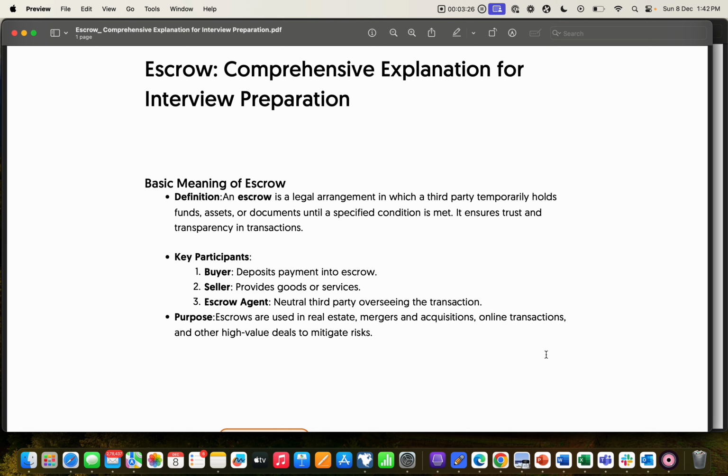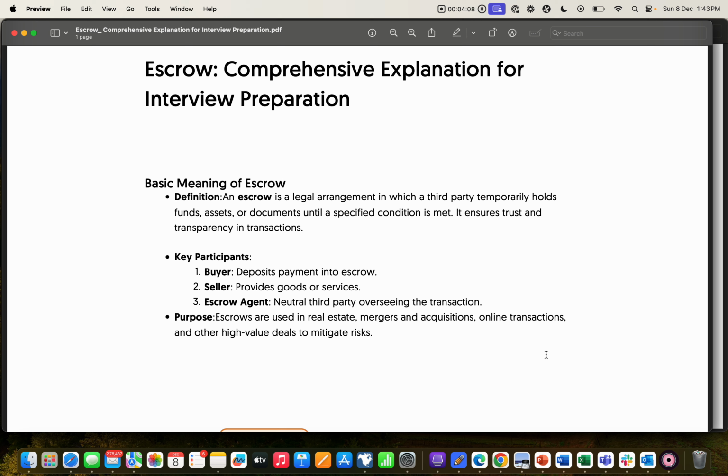So, key participants. The buyer deposits payment into escrow, meaning the one who wants to buy. For example, here the IPO applicant who wants to buy deposits the money. The seller provides goods and services, meaning when the allotment has been done. Allotment will be done on 15 December and listing on 16 December. On allotment day, if he gets an allotment of IPO shares, he will get the stock in his trading account. If not, a refund will be provided to the buyer. The escrow agent is a neutral third party overseeing the transaction. It is just a third party that holds the money and oversees the transaction.